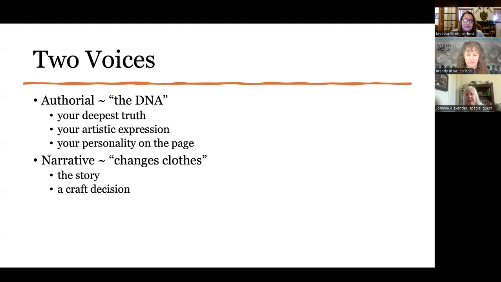But then there's also your narrative voice. If your authorial voice is your DNA, then your narrative voice is changing clothes. That is the story, and that is a craft decision, something you are actually thinking about and doing to make that story the best it can be and the story you want it to be.